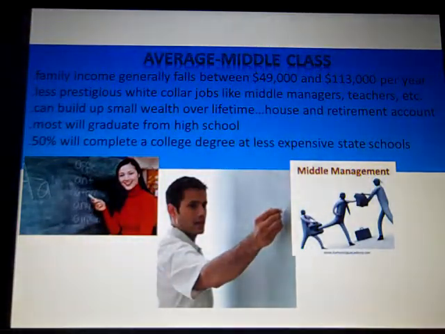You get into the average middle class, people who fall squarely in the middle of the class structure. They're earning between around $50,000 and $113,000 per year. Less prestigious white-collar jobs like middle managers, teachers, etc. People here can build up small wealth over a lifetime. They may have a home, a retirement account. Most will graduate from high school. Fifty percent, or half, will complete a college degree at a less expensive state school.